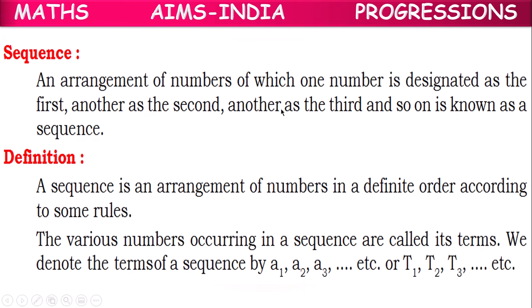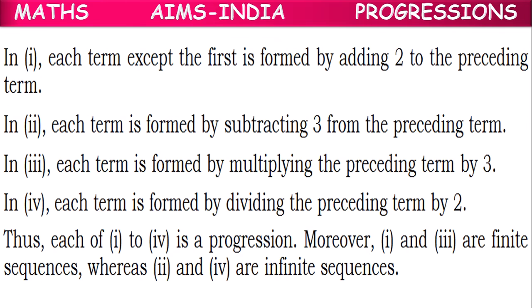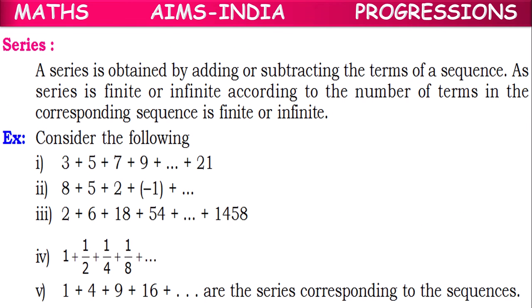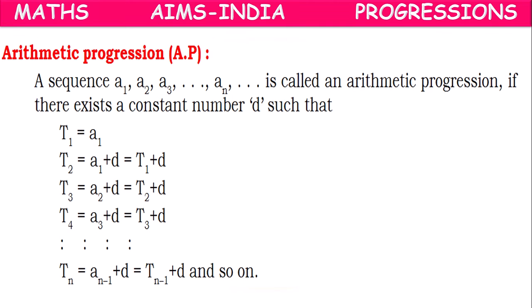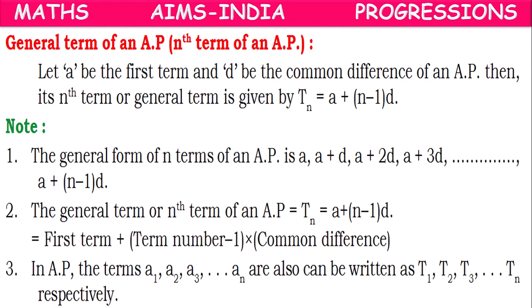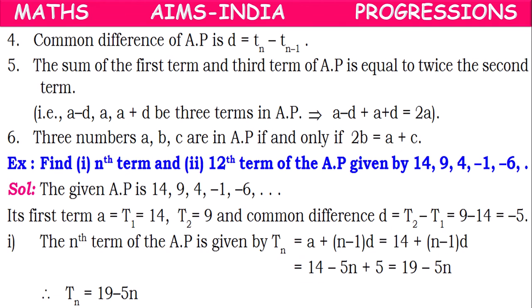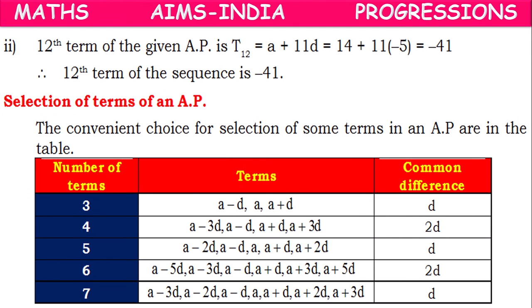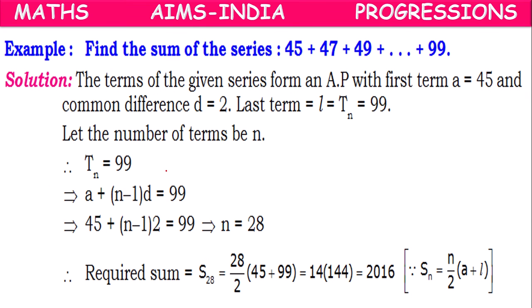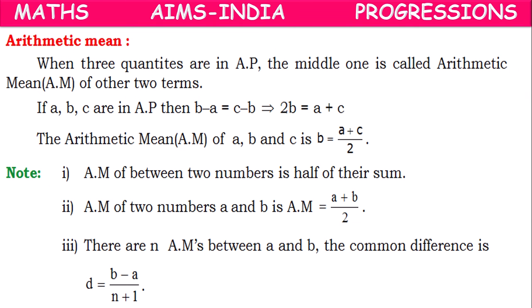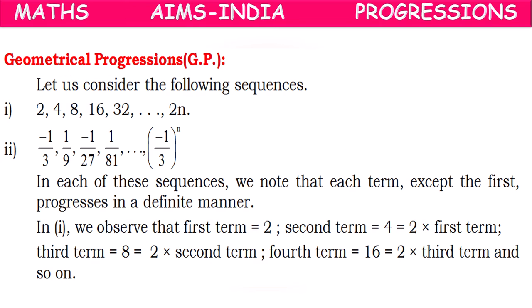In our previous videos, children, we have learnt about sequence and about progressions. About series we have discussed. Some example problems we have solved. Arithmetic progression, this topic completed. General term and selection of terms of an AP based upon number of terms. Sum of first n terms, this formula. Some example problems. And about arithmetic mean already we have learnt.